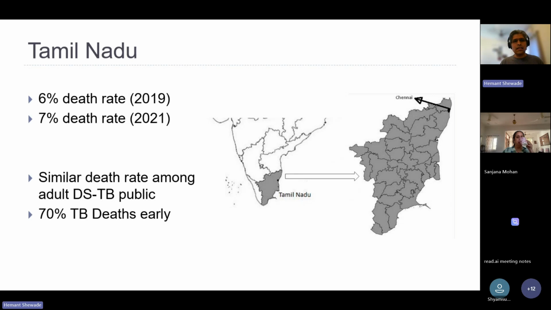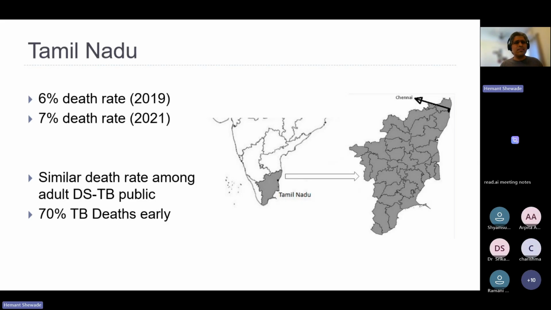The death rate ranges from 6 to 7%. 6% is the death rate for the 2019 annual TB cohort that was notified. Immediately after the COVID period, the death rate was around 7%. So one can safely say that the baseline death rate is 6%. It slightly increased during the COVID period. A similar death rate was also observed among adult drug sensitive TB patients notified from the public sector, that is 6 to 7%. Key point to notice, around 70% of all TB deaths, even in Tamil Nadu, happen within the first 2 months, and these are called early TB deaths.